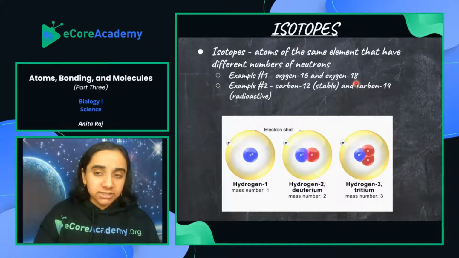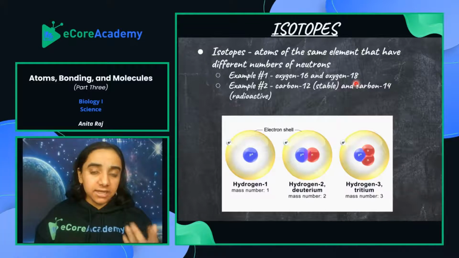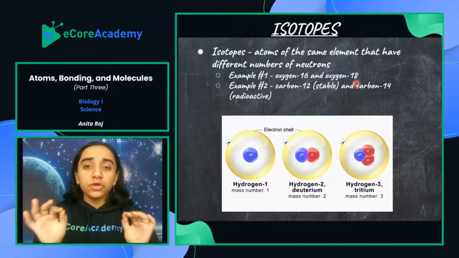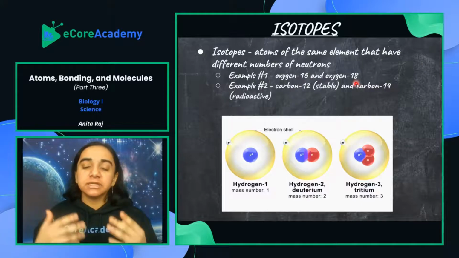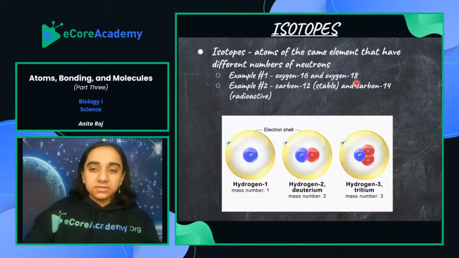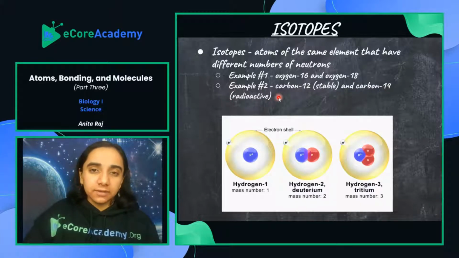So oxygen 16 and oxygen 18 are isotopes because oxygen 16 has 8 neutrons, but oxygen 18 has 10 neutrons. However, they're both types of oxygen because they both still have 8 protons. The second example that's very, very common, you will see this used in radioactive dating for organisms. We'll be talking about that later on as well.